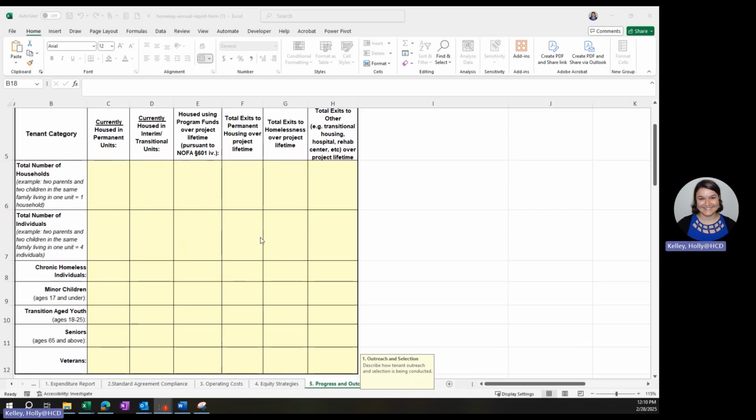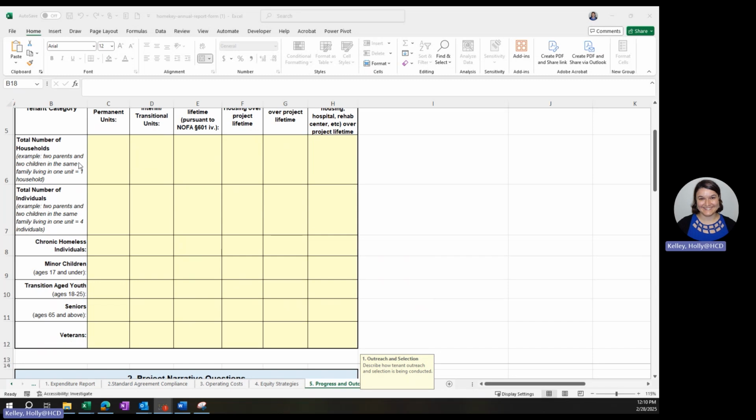So you'll enter these amounts using whole numbers only, broken out by category. First, you'll enter the total number of households that fall into each of these categories. And then in the second row, you'll fill in the total number of individuals that fall into each of these categories.